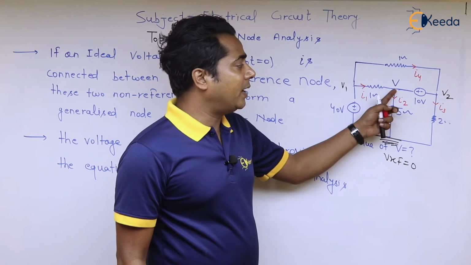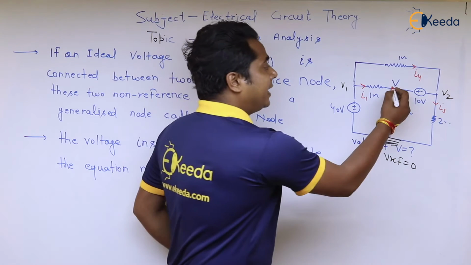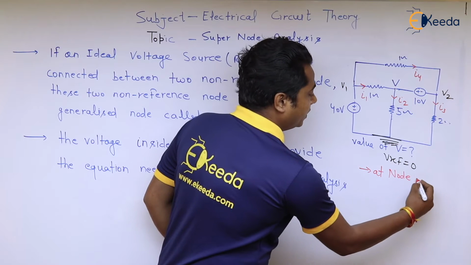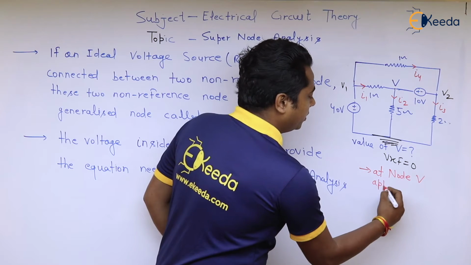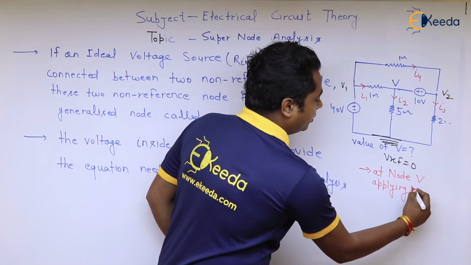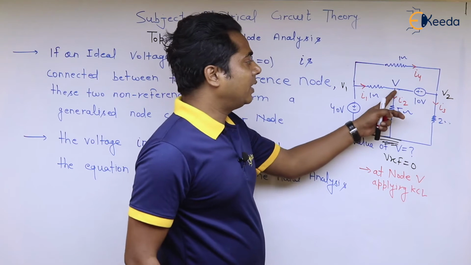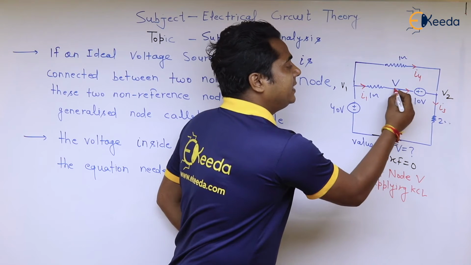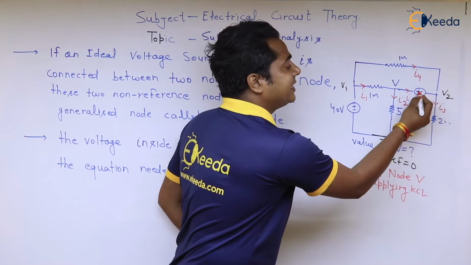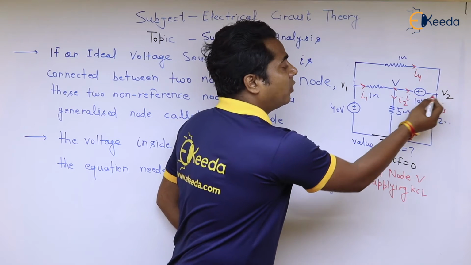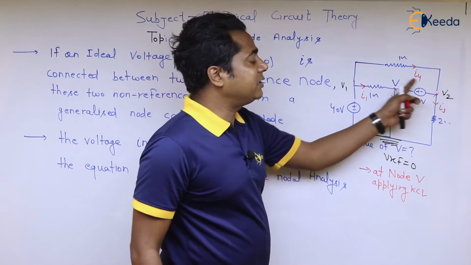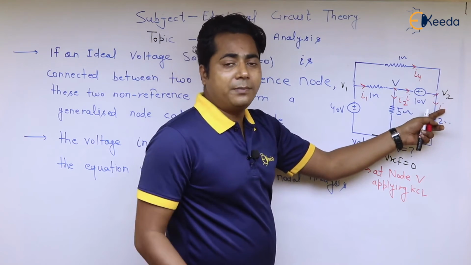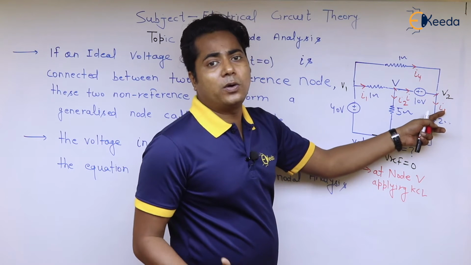If we want to apply node analysis here at this node V, applying KCL, we can see that we cannot identify the current between these two node voltages because there is no resistance present here. Then what will happen? Our node analysis will collapse. We cannot apply node analysis here. So to overcome this problem, we will do the supernode analysis.